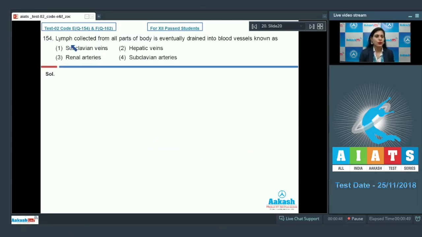Question number 154. Lymph collected from all parts of body is eventually drained into blood vessels known as. And we know that lymph fluid is finally drained into venous blood. So among the given options, option number 3, that is renal arteries, and option number 4, subclavian arteries, cannot be the correct answers because this lymphatic fluid will be ultimately drained into venous blood rather than arterial blood. So option number 3 and 4 cannot be the correct answers.